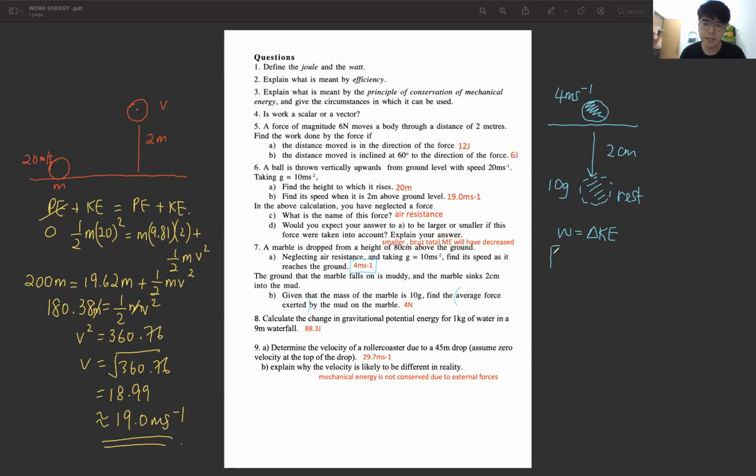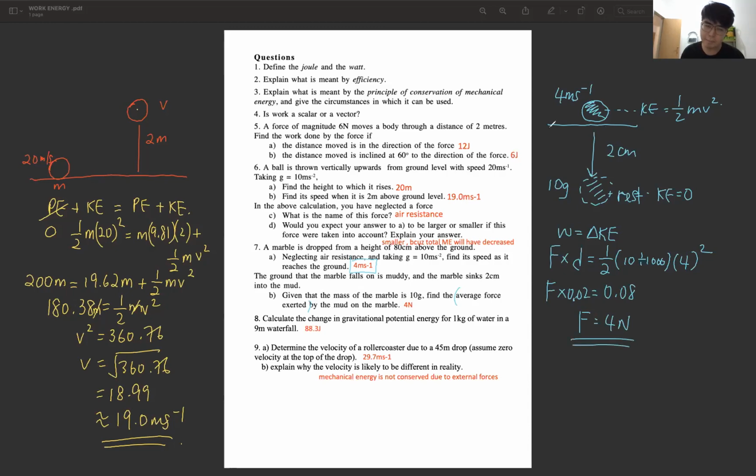So W, the force exerted times the distance, equals the change in kinetic energy. I can just write half m v squared, with m being 10 divided by 1000. This v is the change in v: 4, and then it comes to a stop, 0. So the kinetic energy up here is 4 squared, and the kinetic energy down here is 0. So I just take half m v squared: 10 divided by 1000 times 4 squared divided by 2. We get 0.08 equals force times 0.02. And then we have force equals 4 Newton.